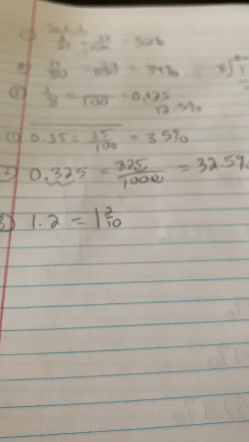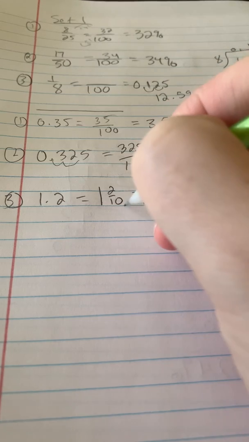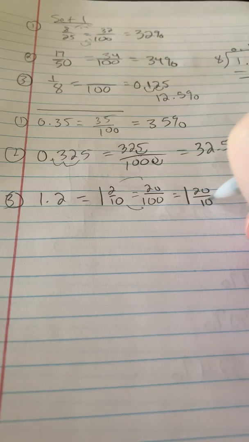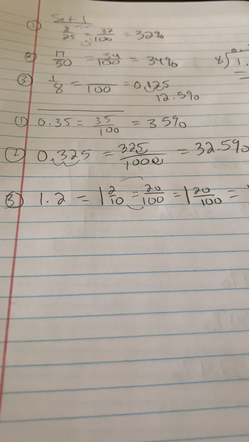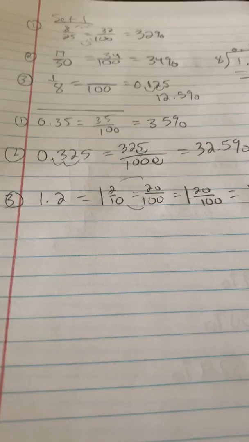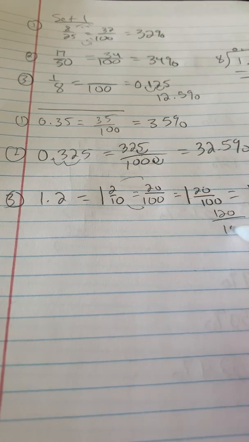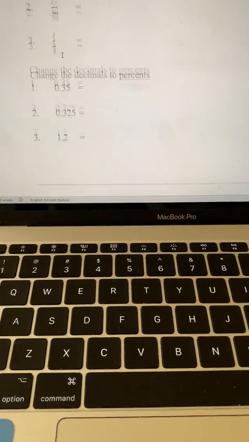Number 3 is 1.2, which is 1 and 2 tenths. Still want to change that to out of 100. Times 10, times 10 gives me 20, so this is 1 and 20 100ths, which is equal to 120%. The way I figured that out, I knew my whole number is going to be worth 100%. I also could have done 100 times 1 plus 20 is 120 over 100, so that is another way to think about 120%. Okay, you're now on problem set number 2.